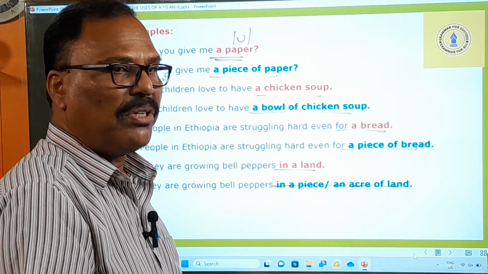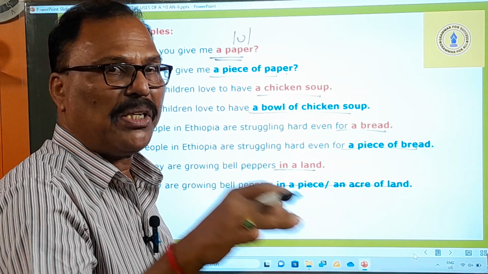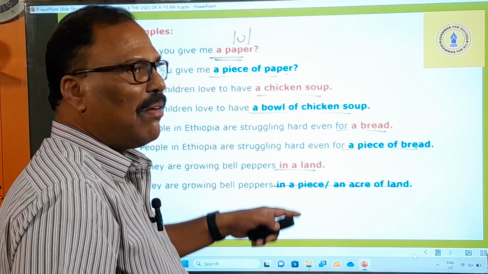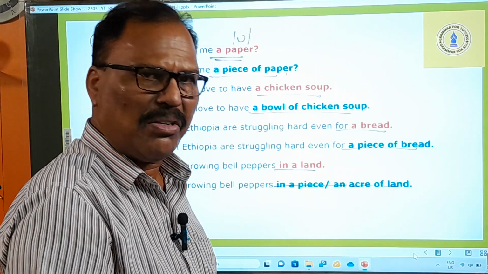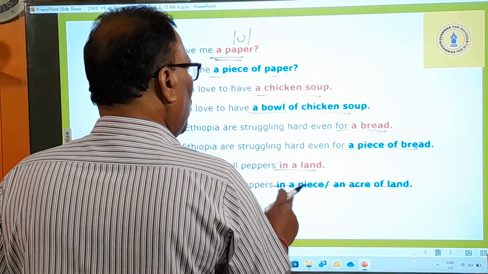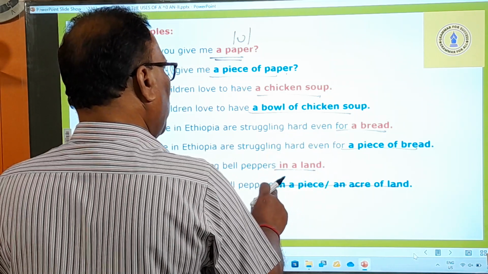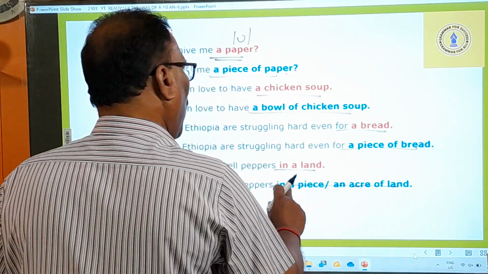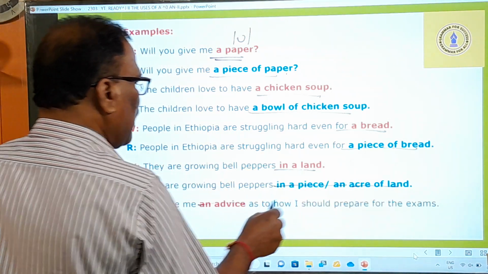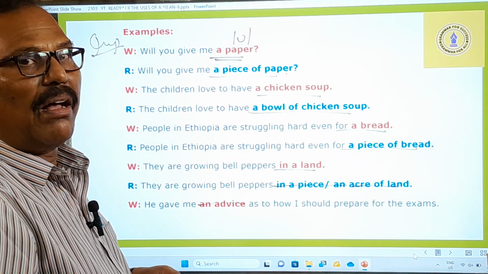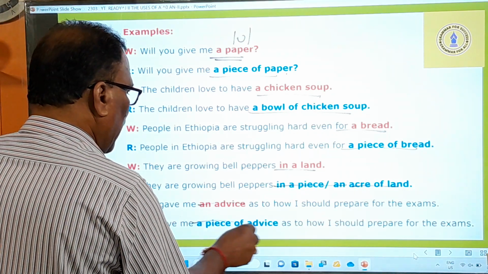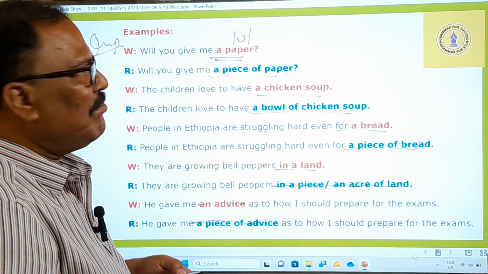Counting means like that: one mango, two mangoes, three mangoes, you can say, because it's a countable noun. But you cannot count it: one land, two lands, three lands. Can you say that? No. Just check it like that. Here it's an uncountable noun. So if you want to refer to a piece of it, then you say in a piece of land or in an acre of land, something like that. And: he gave me an advice as to how I should prepare for the exams. An advice is bad English. Say a piece of advice.